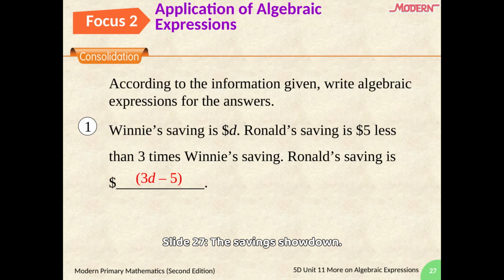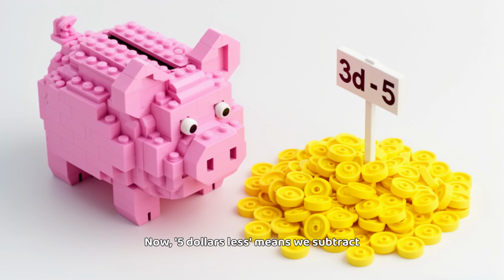Slide 27, the savings showdown. Winnie has D. Ronald has $5 less than 3 times that. The logic check? Find the multiple first. 3 times Winnie is 3D. That's our starting tower for Ronald's math. Now, $5 less means we subtract 5 from that 3D. Formula 3D minus 5. Hint, whenever you see less than, the subtraction happens at the end of the expression. Don't let Ronald's piggy bank fool you.